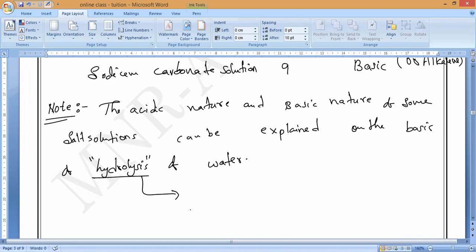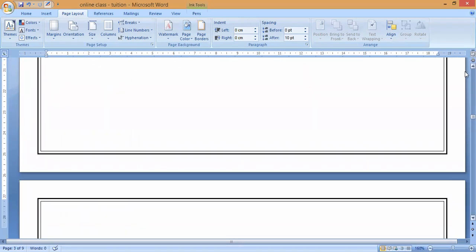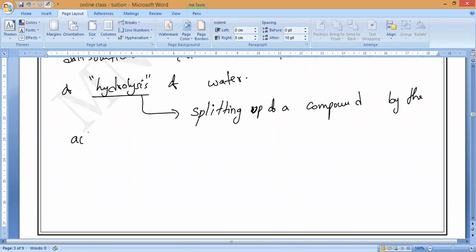Hydrolysis means splitting up of a compound by the action of water. That's all. So that is called hydrolysis. All of you should remember. Understand? Now let us come to the first point we have to discuss.